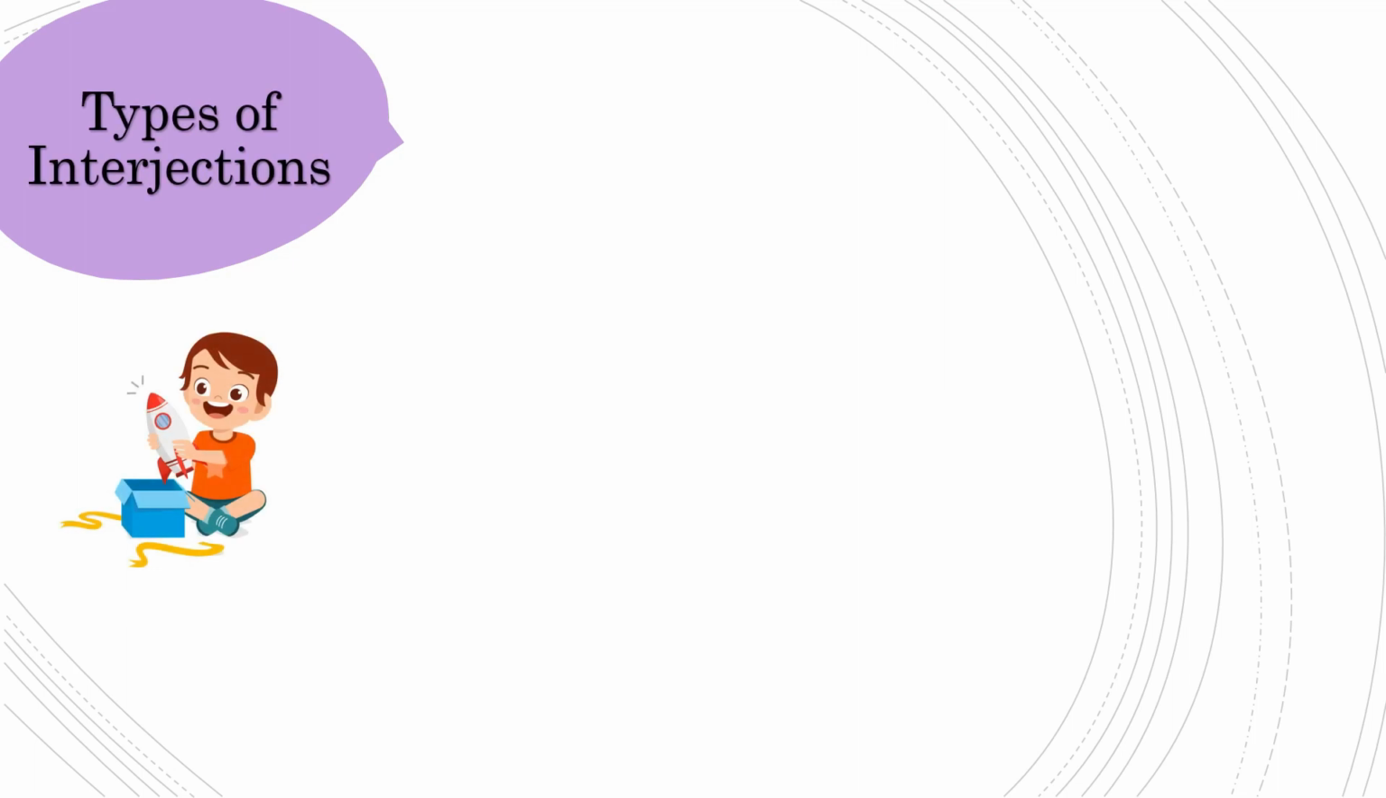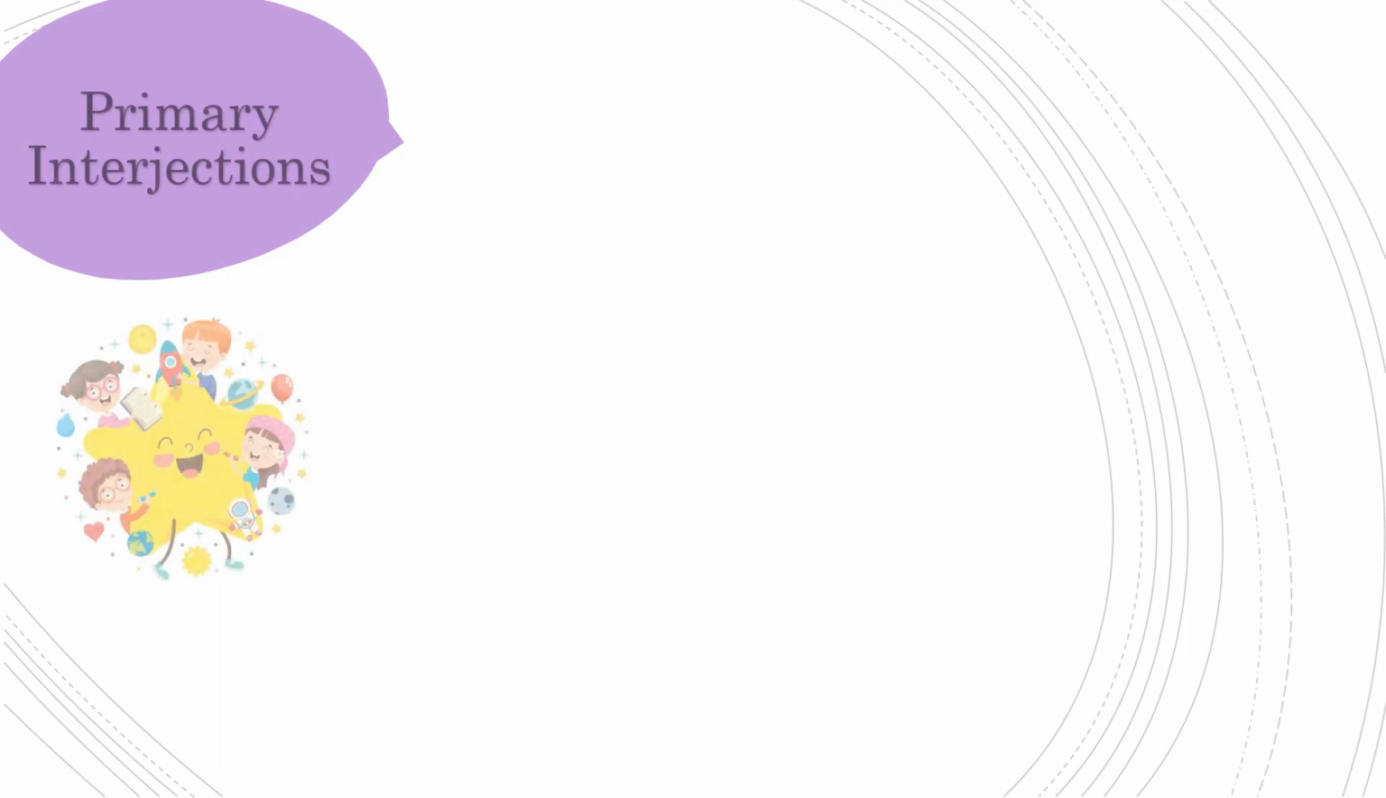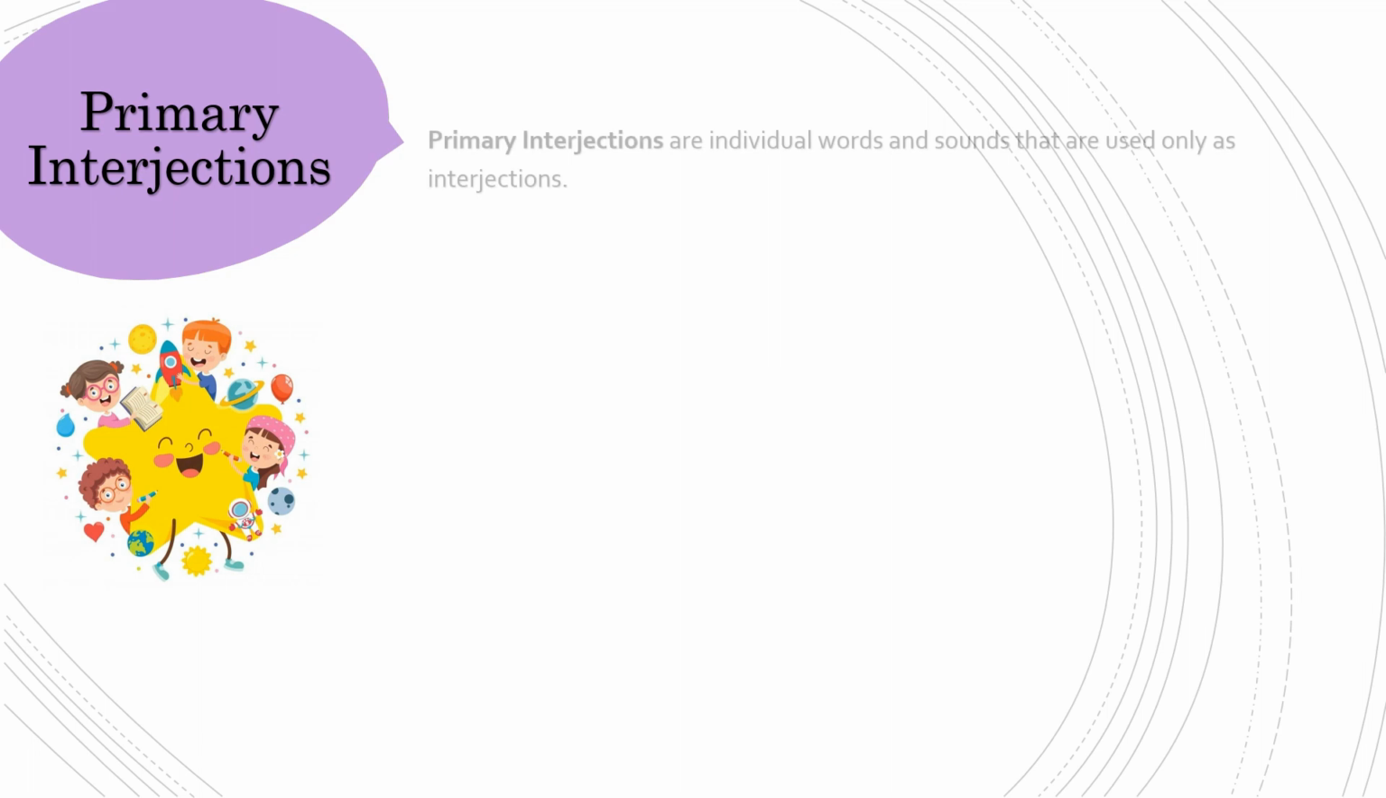Types of interjections. There are mainly two types of interjections: primary interjections and secondary interjections. Primary interjections. Primary interjections are individual words and sounds that are used only as interjections.